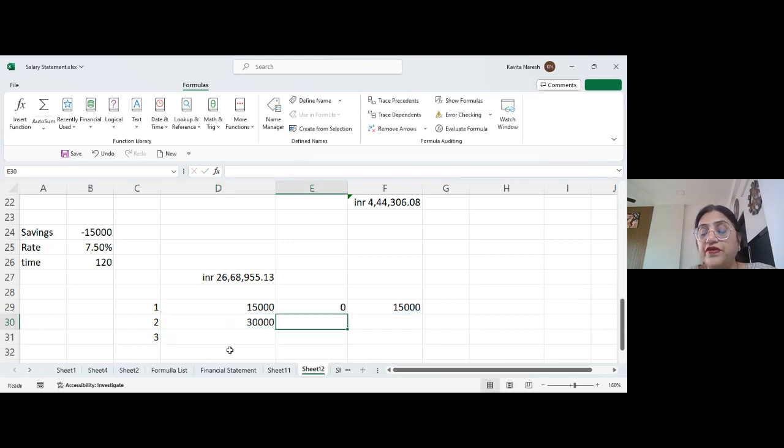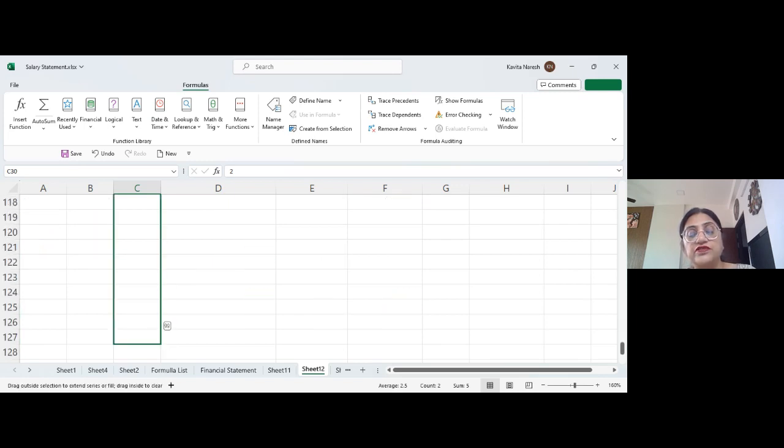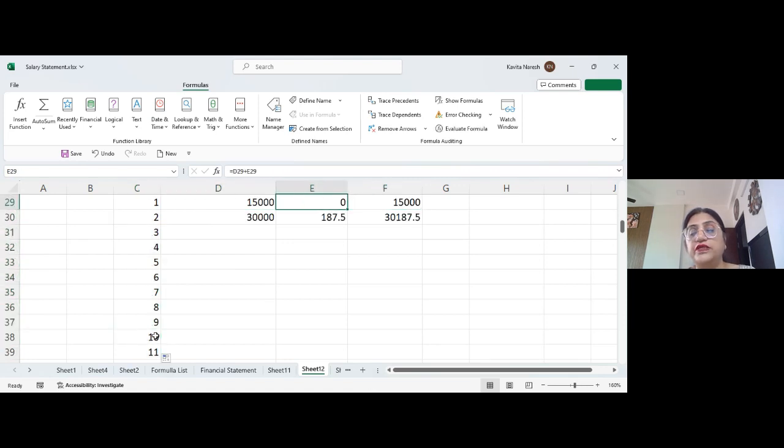Okay, so now I will get the interest on 30,000. This multiplied by this divide by 12. Okay, now same you can carry, na? You can click here till 120. But in this case, see, human error will be there. But if I am calculating it with the help of a formula, then human error will not be there.